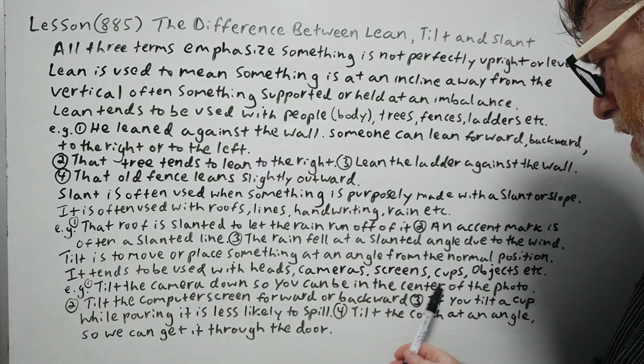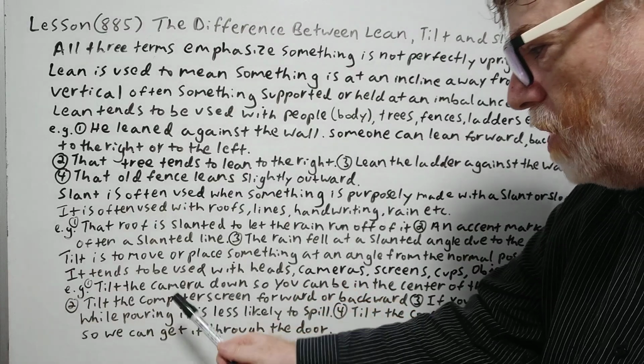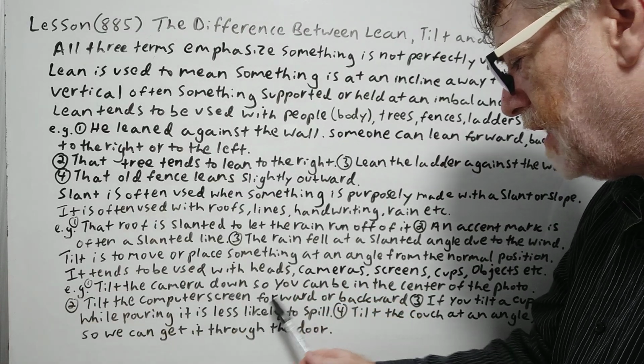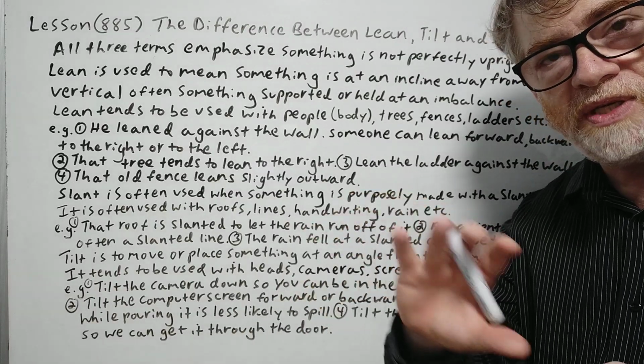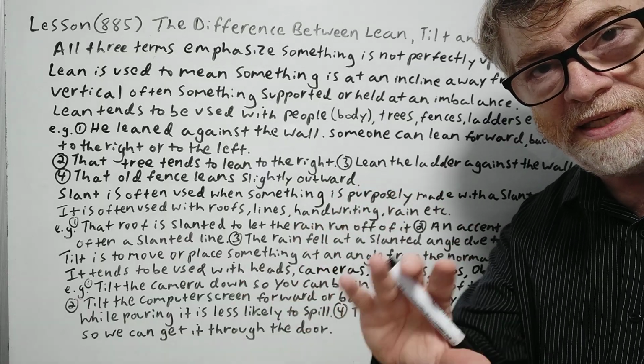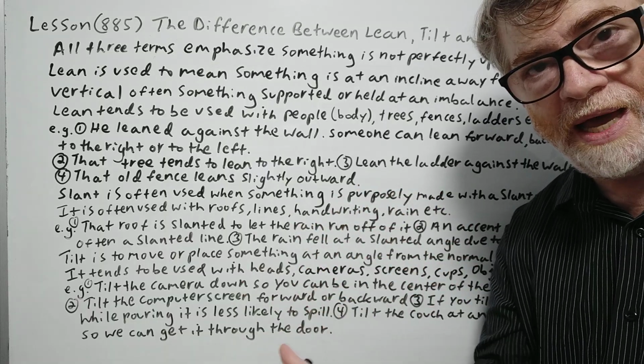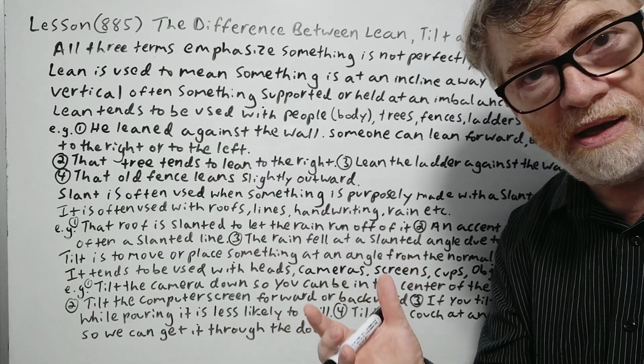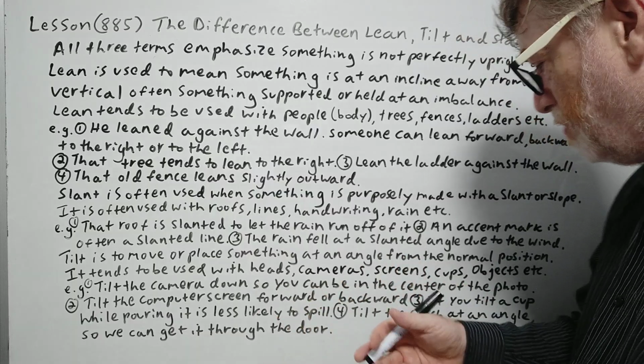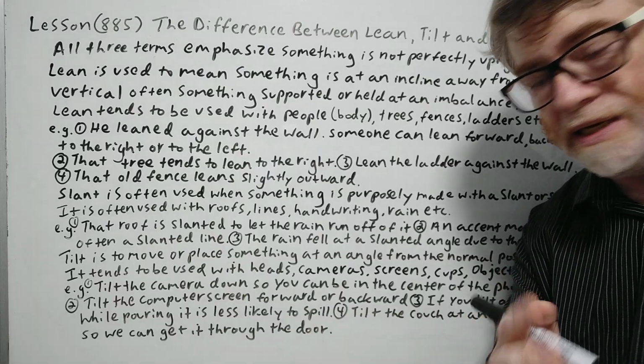Okay. Number 3, if you tilt a cup while pouring it, it is less likely to spill. Yeah, sometimes for the sense of spilling, it's easier if the cup or the glass or whatever it is is tilted. You purposely turned it that way to make it easier.